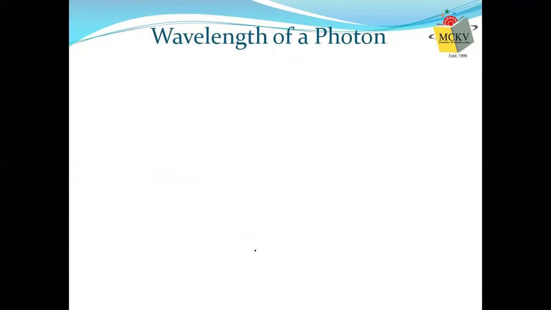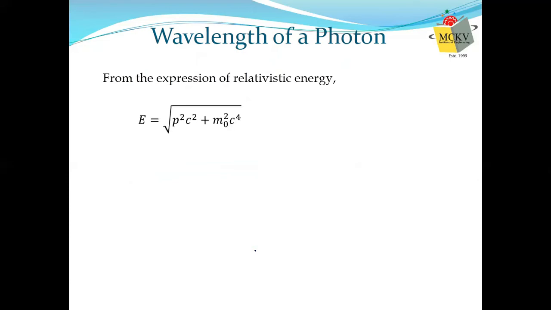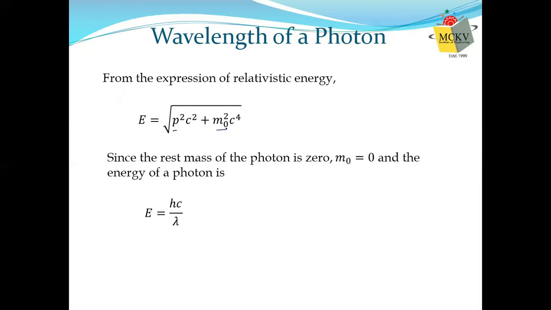Similarly, we can establish the mathematical form of de Broglie hypothesis from the energy of a photon. From the expression of relativistic energy, the total energy can be written as square root of p square c square plus m naught square c to the fourth, where p is the momentum and m naught is the rest mass. Now, if we consider a photon, then the rest mass of photon is 0. Therefore, energy equals root over p square c square, that is pc.